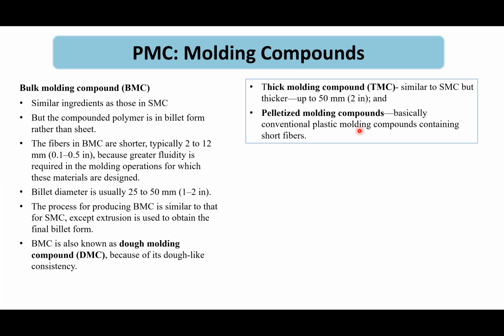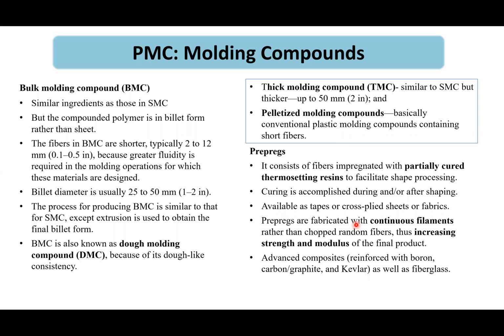Pelletized molding compound is basically the conventional type of plastic molding compound consisting of short fibers. If you put the fibers and the resins together and then heat it up to melt and mix it, and then put it in a container of the shape that you want to make, and then allow time for curing, or put it in the oven for curing, that is called the conventional molding method, and that is called pelletized molding compound.